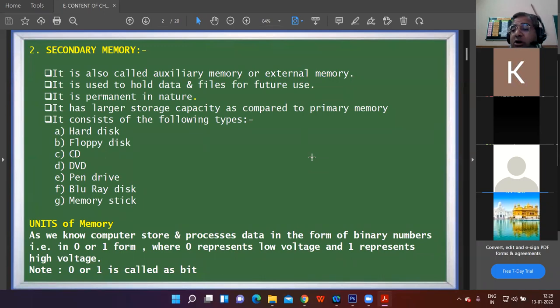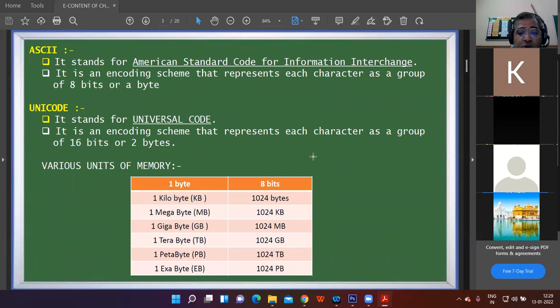Then units of memory. Beta, there are various units of memory. Okay. First is 1 bit. 1 bit means 0 or 1. A computer has 2 states, low state, high state, low voltage, high voltage. Okay. Clear? So every digital computer goes under 2 states, the low voltage and the high voltage state. Low means 0, high means 1.